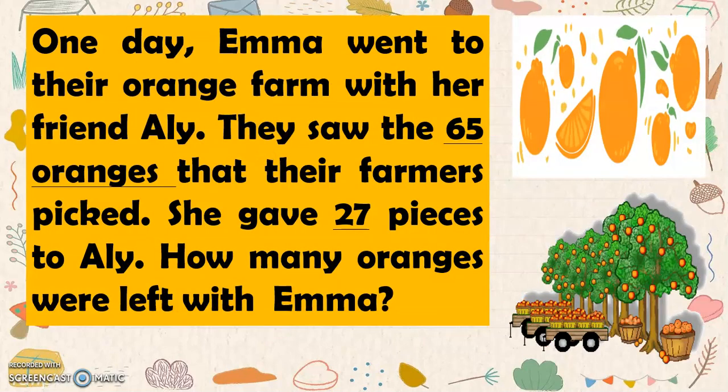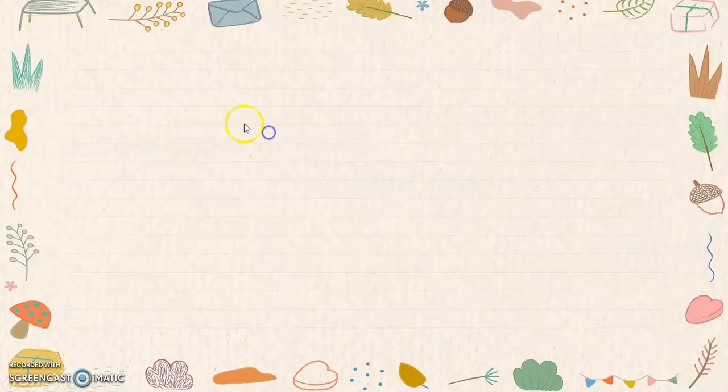One day, Emma went to their orange farm with her friend Ali. They saw the 65 oranges that their farmers picked. She gave 27 pieces to Ali. How many oranges were left with Emma?